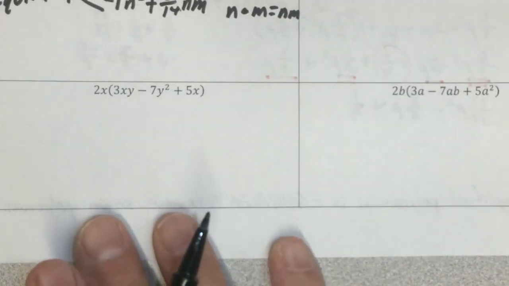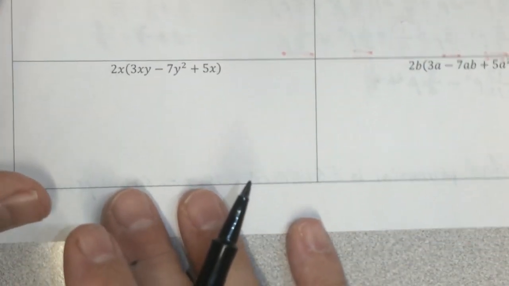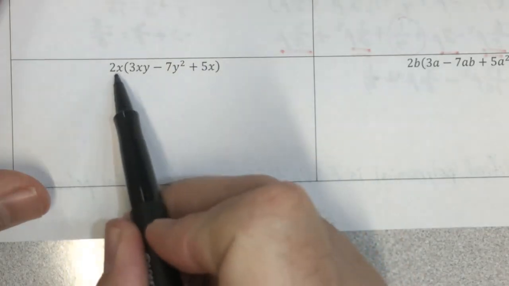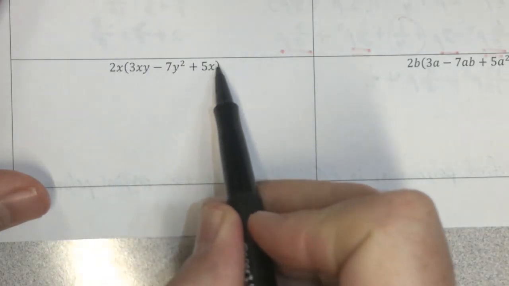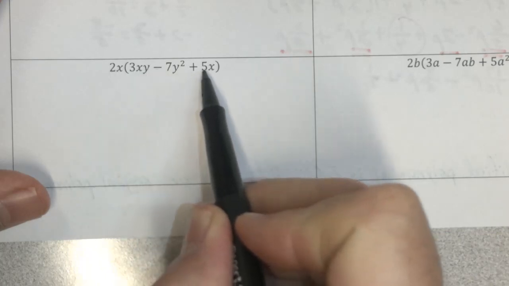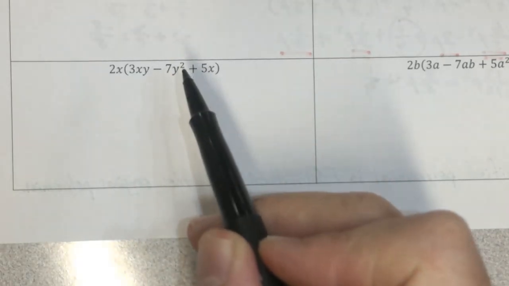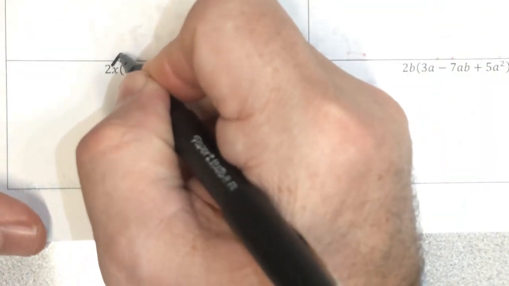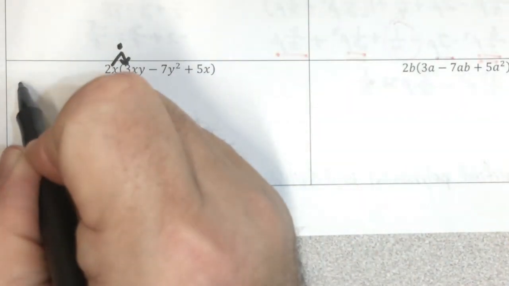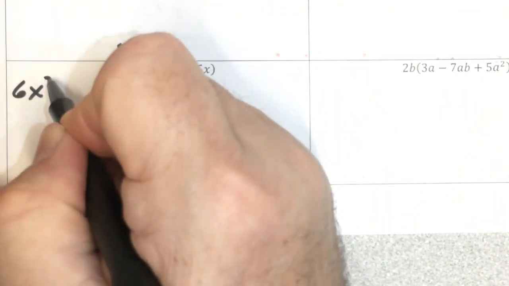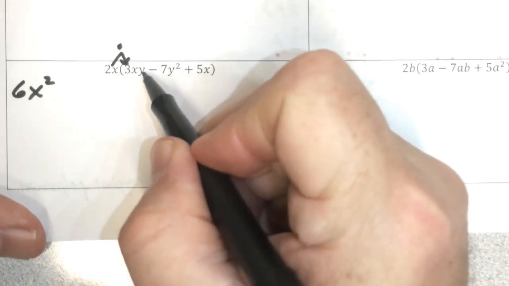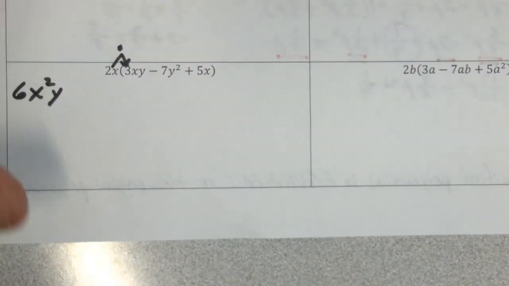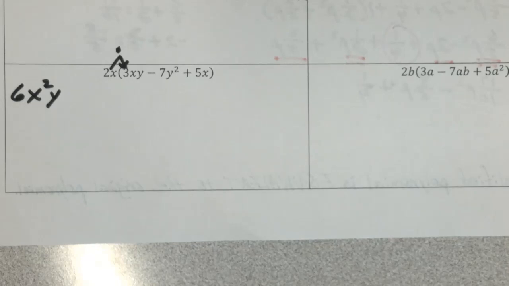Alright, next one. This one looks tricky. Notice we just have to distribute the 2x first. We have multiple variables, so we have to be careful with that. Our first step here is we're going to distribute 2x times the 3. That's going to give us 6x squared, and then we just have the y, so we put y. That'll be 6x squared y.